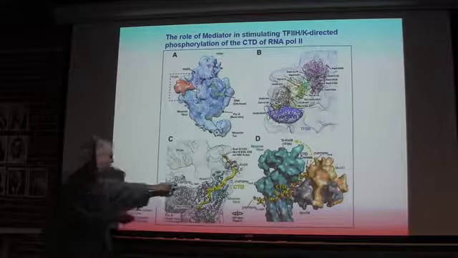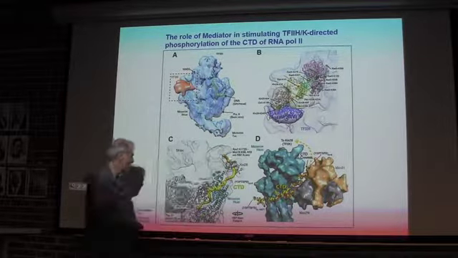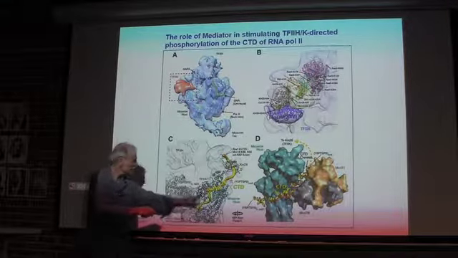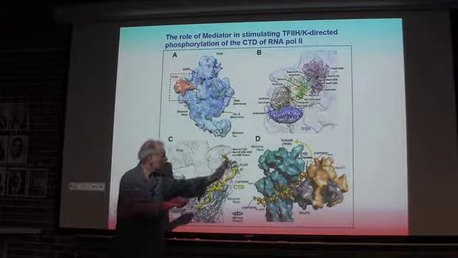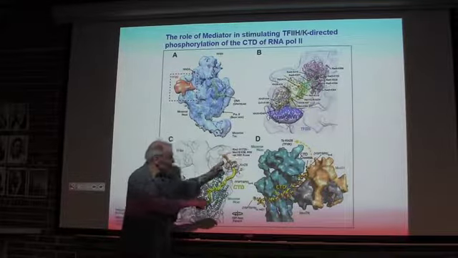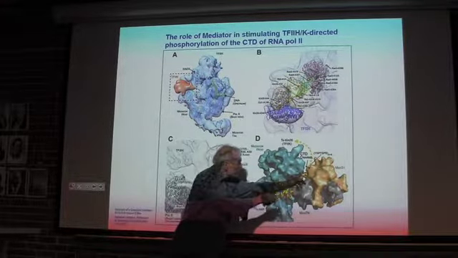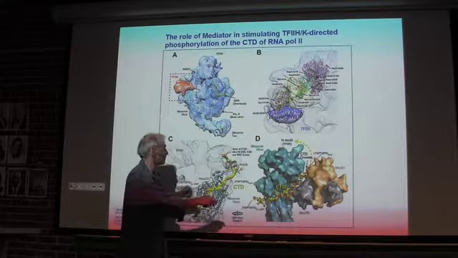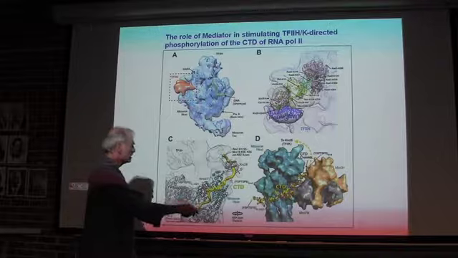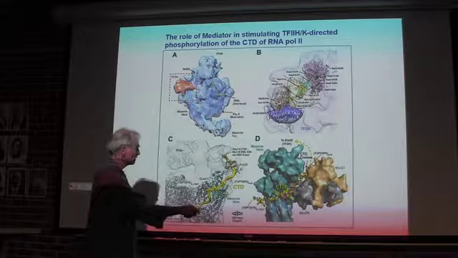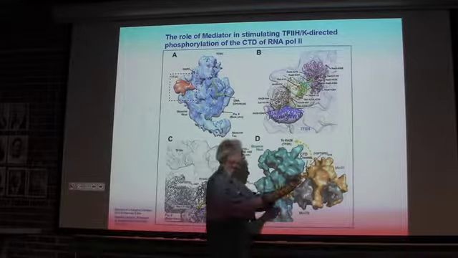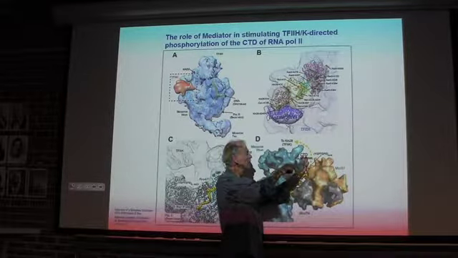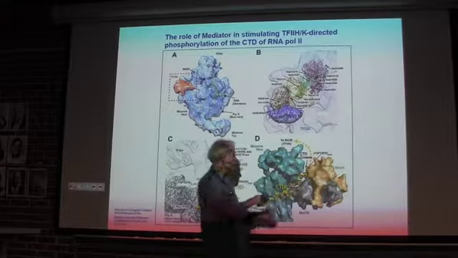And here you see the CTD, and this actually is where it's attached to the polymerase, and it's snaking up here, going through that little groove, which is right there, this is a groove formed by mediator. This is mediator, this is mediator. And that goes, and the CAC, or TF2K, is right behind here, and that's where it gets phosphorylated.